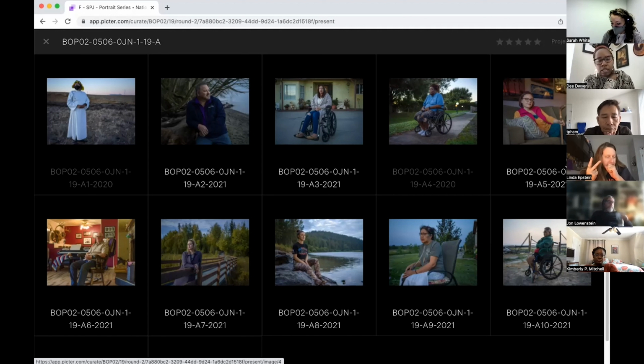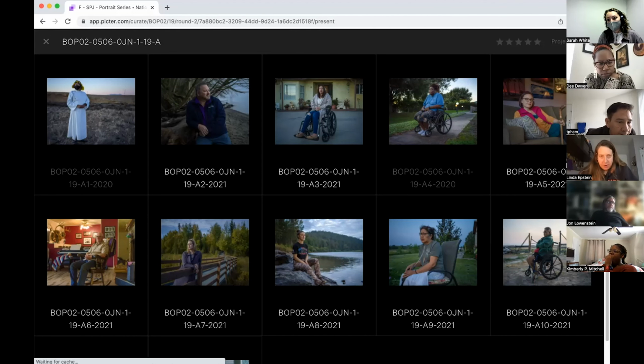The consistency and the quality of the work still lacks. Yeah, I agree. I was looking for a thread or something that tied all of these images together, but I didn't see one, so it's out for me. All right, we're out.